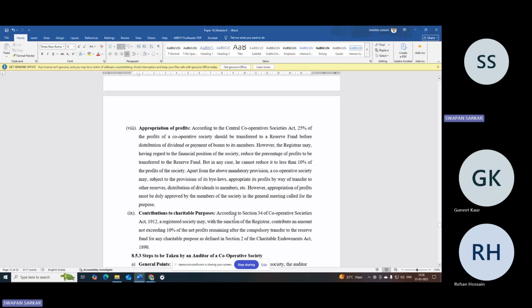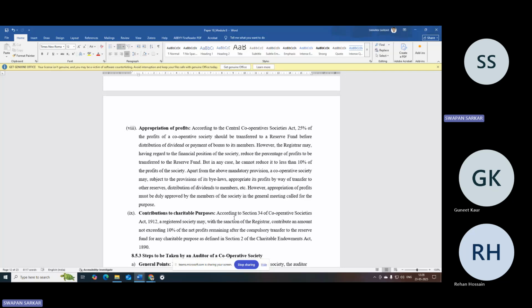Regarding appropriation of profit, according to the Central Cooperative Societies Act, 25% of the profit of a cooperative society should be transferred to a reserve fund before distribution of dividend or payment of bonus to its members. The auditor needs to see that that particular transfer has already been made.